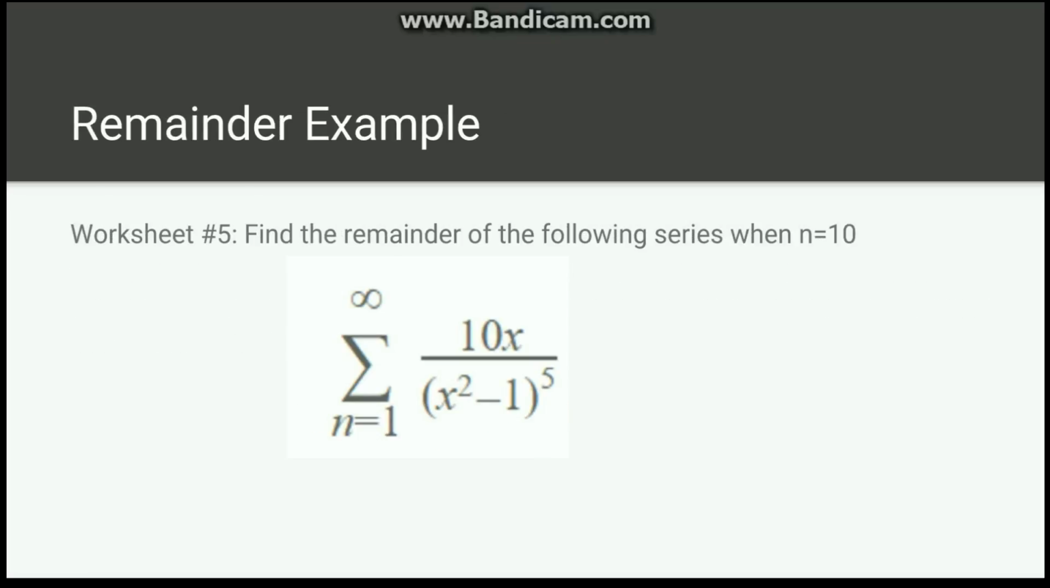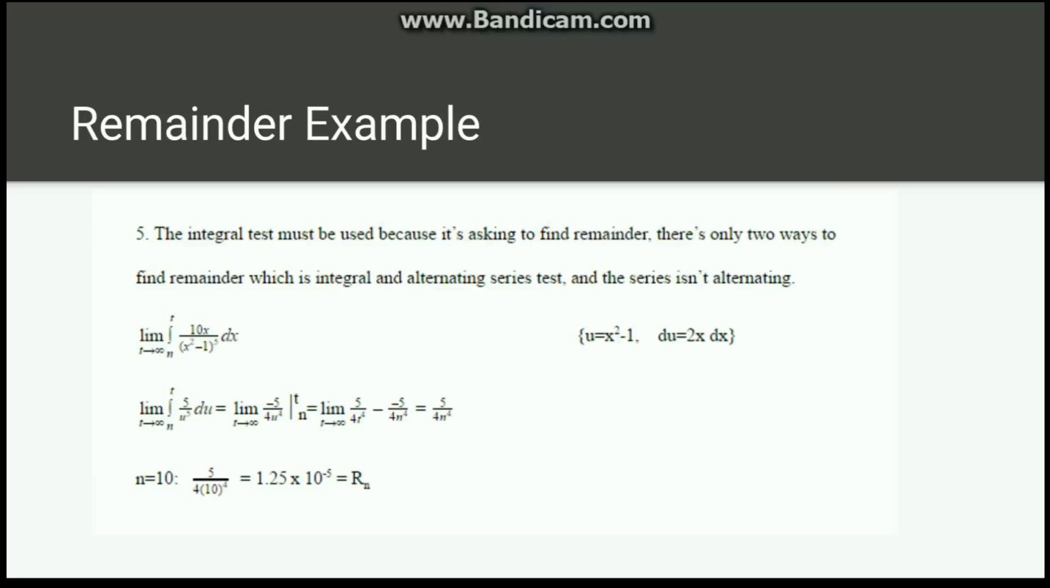So here we have the remainder example, which is worksheet number 5, and we want to find the remainder when n equals 10. So we have a series 10 over (x squared minus 1) to the 5th. What we want to do is use the integral test, and then we use the u-substitution, where u equals x squared minus 1, and then things will cancel out. It will eventually get to 5 over 4n to the 4th.